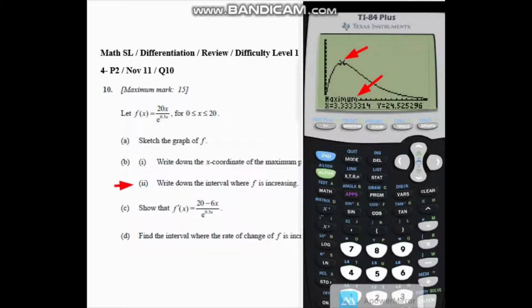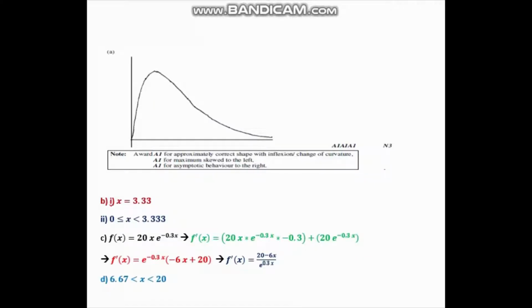In order to find the interval where f is increasing, I can simply deduce that f is increasing from the beginning up to the maximum. So this is where f is increasing. After the maximum, the function shall be decreasing. Hence my interval is 0 less than or equal to x less than or equal to 3.333. Actually, just less than 3.333, because at 3.333 the slope is 0, so the function is neither increasing nor decreasing. Hence, these are my answers to I and II.